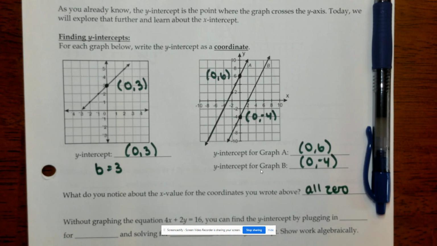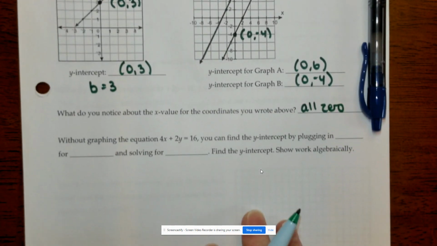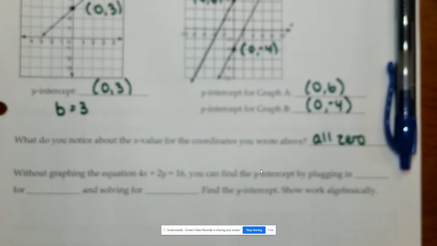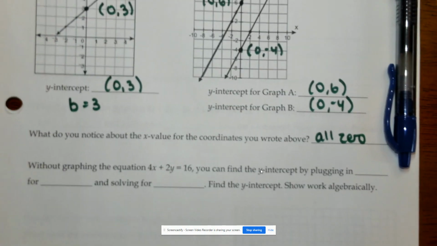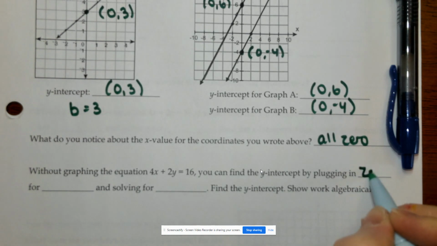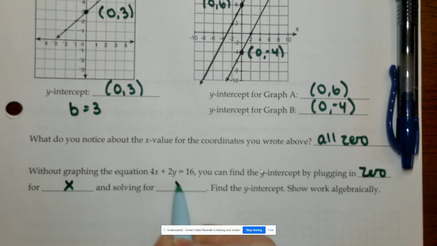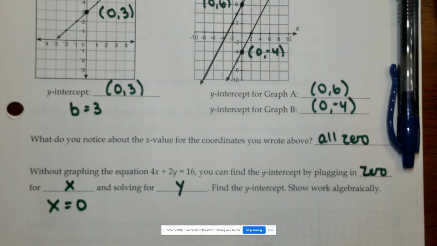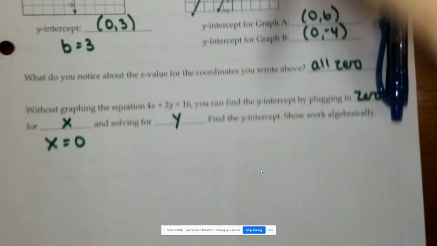So that's very interesting. Without graphing the equation, 4x plus 2y equals 16, you can find the y-intercept by plugging in 0 for x and solving for y. So what they're saying is we're going to pretend x equals 0, and if x equals 0, that will guarantee us a y-intercept, a coordinate on the y-axis.